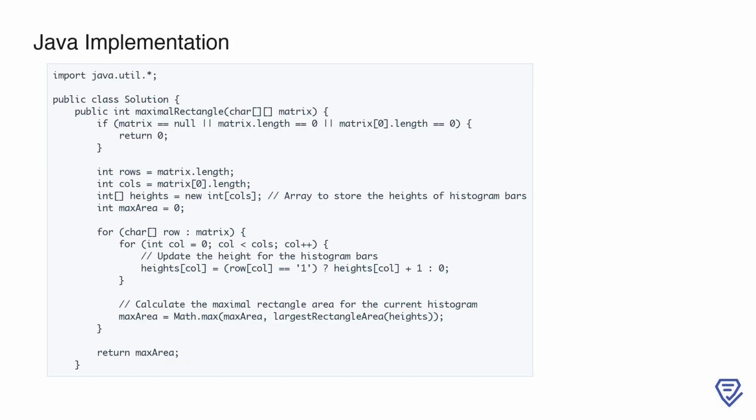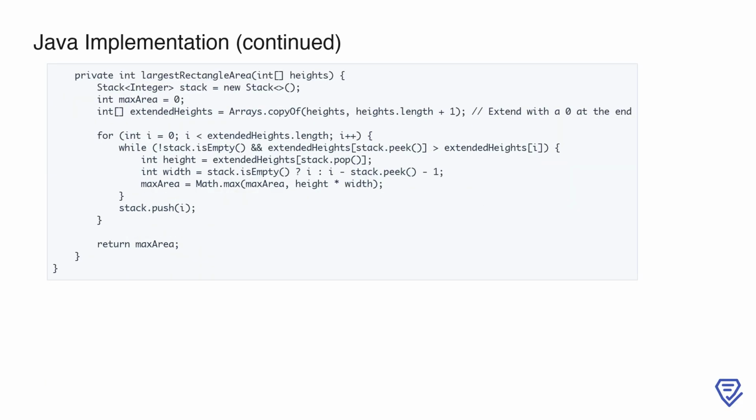Then, we iterate through each row in the matrix. For each column in the row, we update the heights array. If the current cell is 1, we increment the height for that column, otherwise, we reset it to 0. This transforms the matrix row into a histogram representation. After updating the heights for a row, we calculate the maximal rectangle area for the current histogram using a helper function largest rectangle area, updating the max area variable accordingly. Finally, after processing all rows, we return max area as the result.